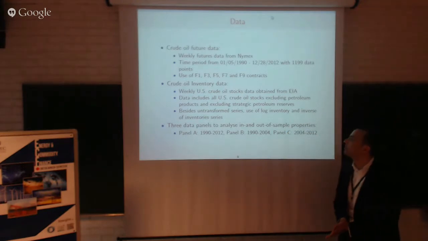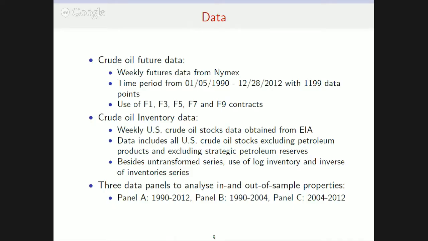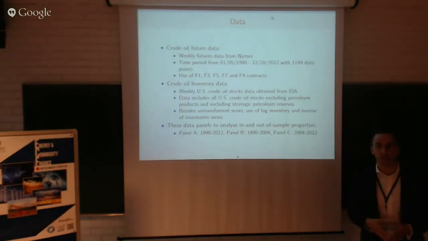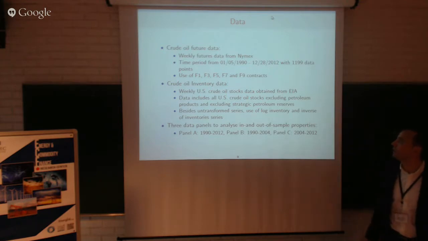So let's have a look at the data we used in order to estimate our model. We used crude oil futures data, weekly data from NYMEX, for the period from 1990 to 2012, including 1,199 data points. We used the futures contracts with 1 month up to 9 months maturities, which is typical, and you will also find that Gibson and Schwartz use those contracts in their papers. So we think that's a good starting point.